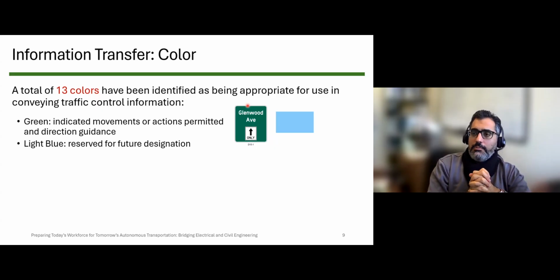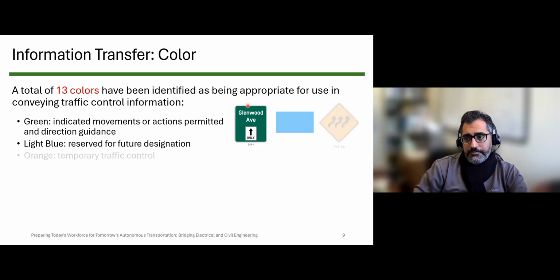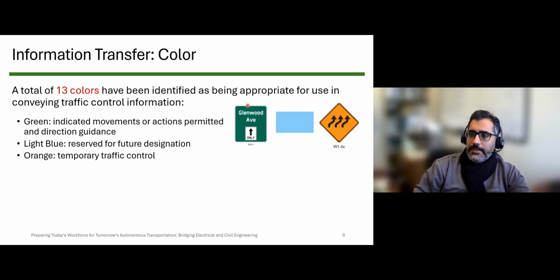So it is very important. It's very sensitive actually to take care to apply appropriate colors and to maintain these traffic signs. Another color is orange. This is for temporary traffic control, usually due to construction. So if there is an incident, we will use pink colors as you saw in the previous slide.